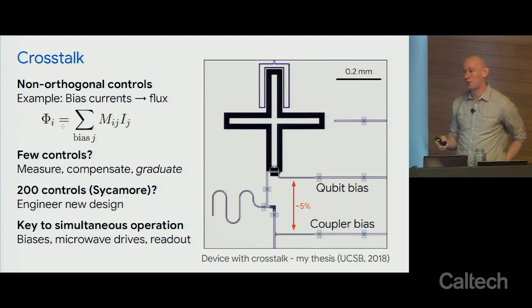So all of these biases, all these microwave drives, and all these readout lines, it's essential that you have small crosstalk so that you can do a bunch of things at the same time without messing each other up. We'll revisit simultaneous operation a bit later on.